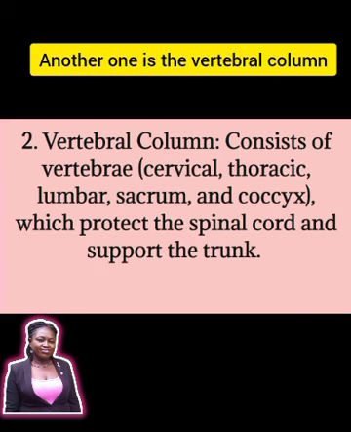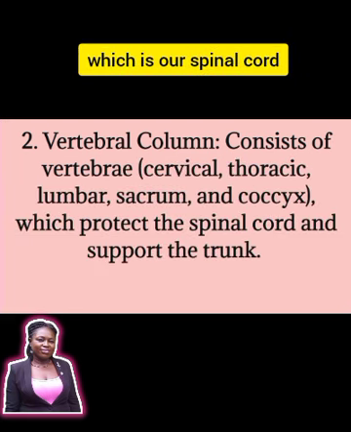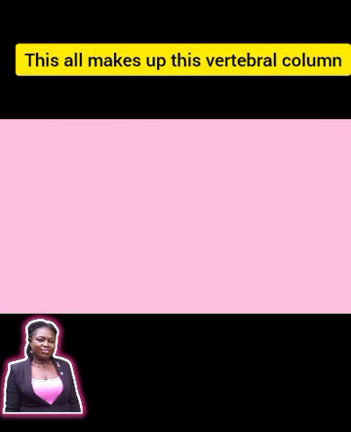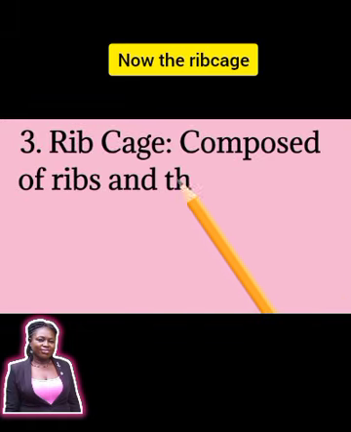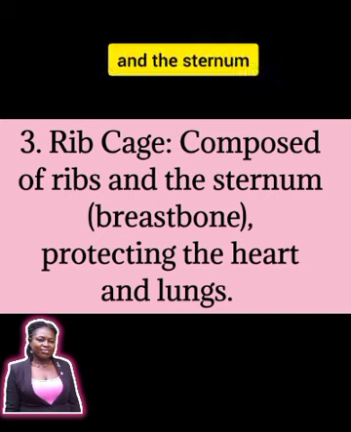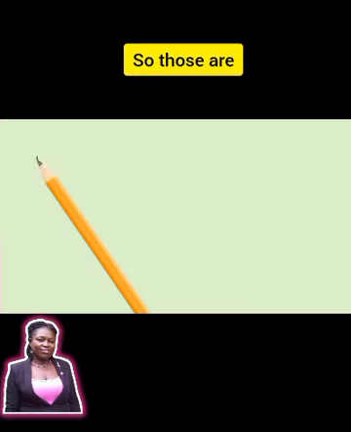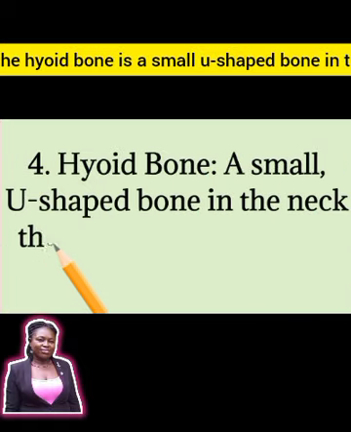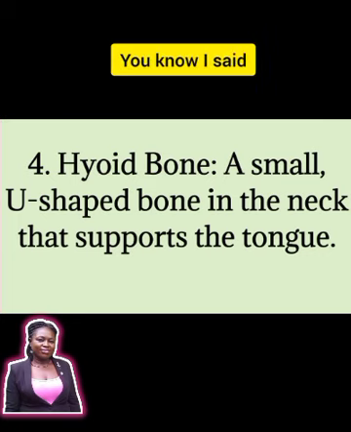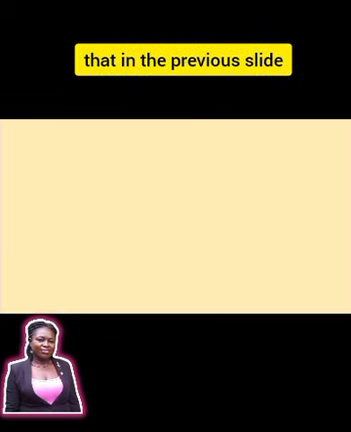Another one is the vertebral column, which is our spinal cord. And what is in the spinal cord? We have the sacrum, the lumbar, the thoracic. This all makes up the vertebral column. Now the rib cage, which is composed of the ribs and the sternum, our breastbone, protects our heart and our lungs. The hyoid bone is a small U-shaped bone in the neck that supports the tongue. I said that in the previous slide.